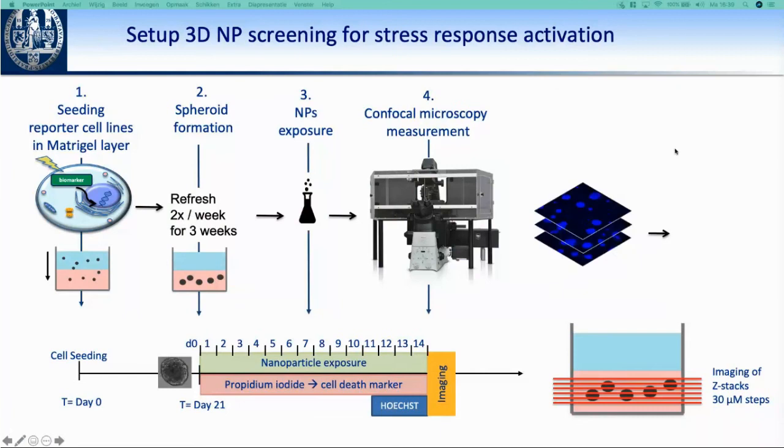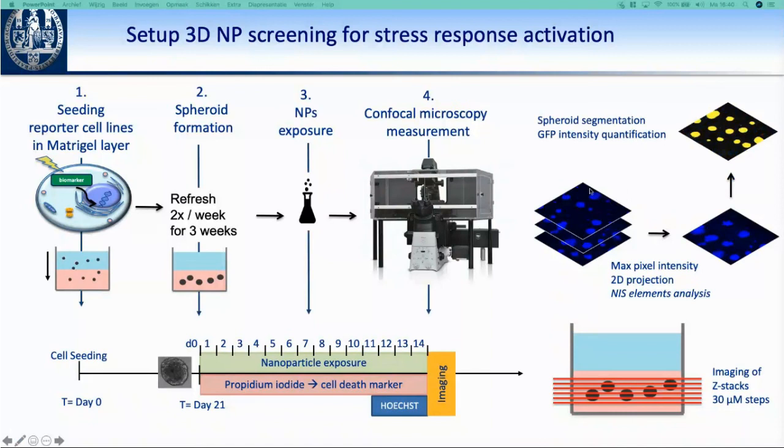So then you have all these images on the different Z stacks, and then we will make a 2D projection based on the maximum pixel intensity of these different Z stacks, so that you have actually a 2D projection of the different heights that you have imaged within each well. And this you can then segment based on the Hoechst staining using the NIS-Elements analysis software, and then quantify the GFP intensity within these segmented spheroids.